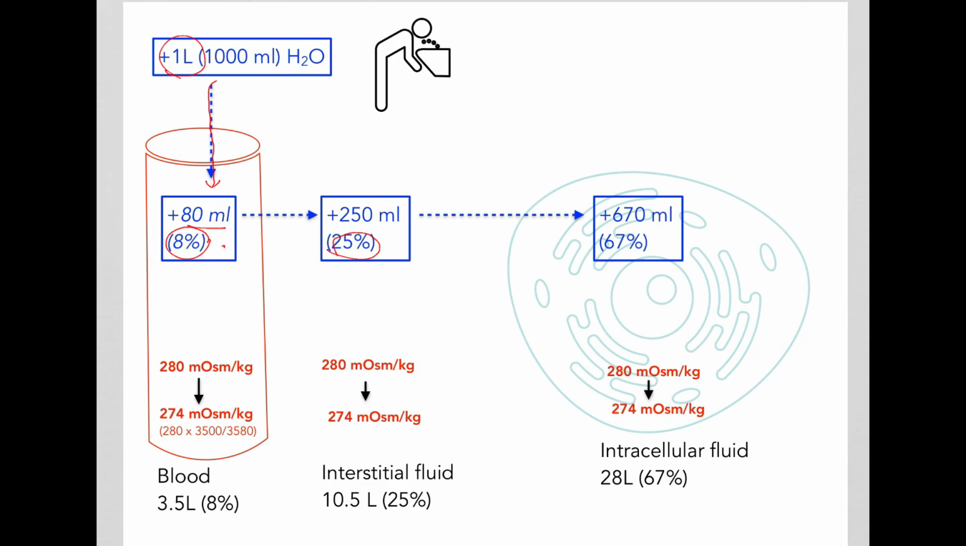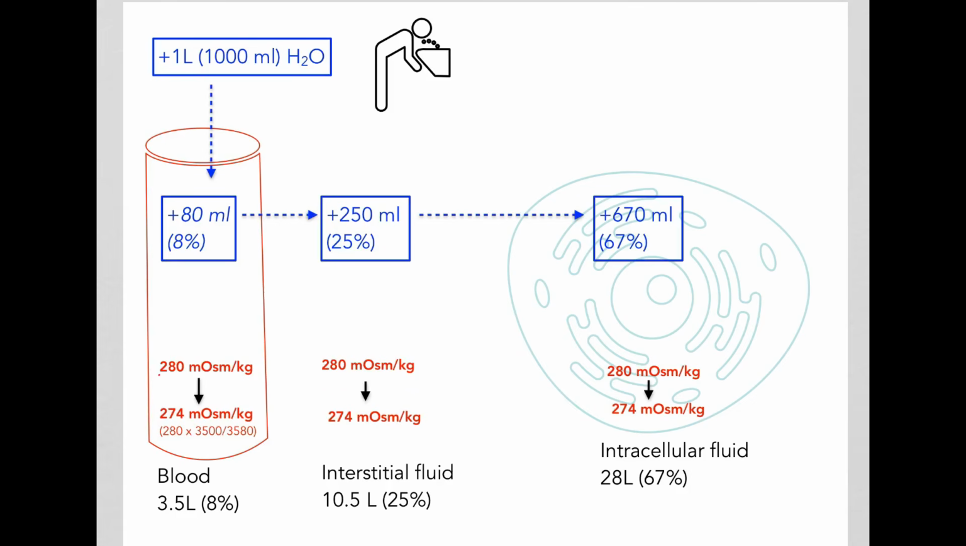25% will stay in the interstitial fluid, okay, as water is distributed, and most of the water eventually will end up, 67%, that's 670 mils out of that 1,000 mils, inside the cells. Okay, so you can see if you drank 1,000 mils of water, 80 mils will be in the bloodstream, 250 in the interstitial fluid, 670 will be inside the cells.